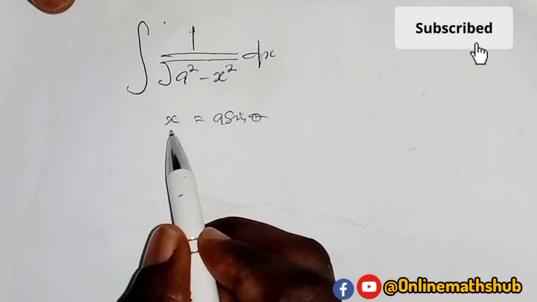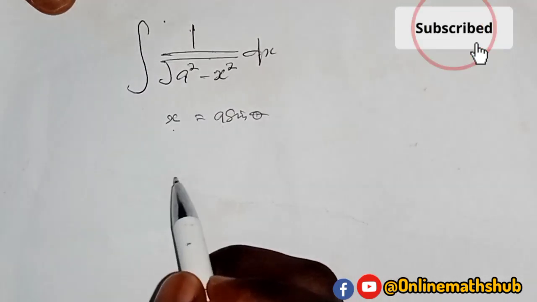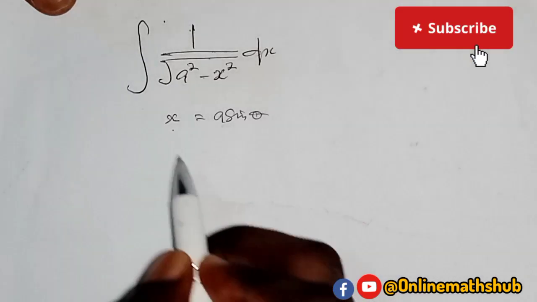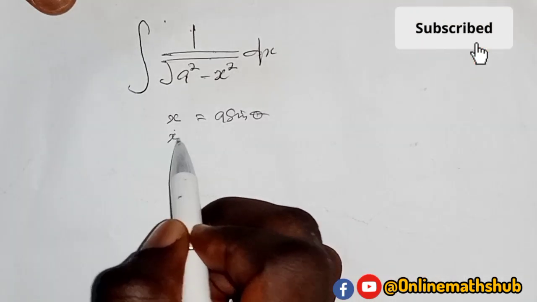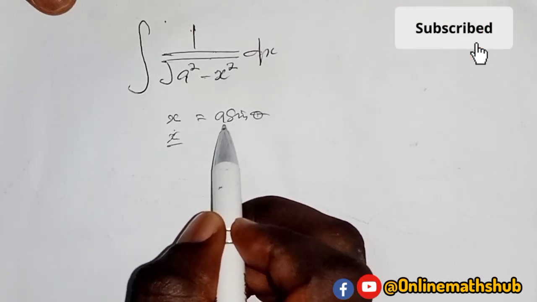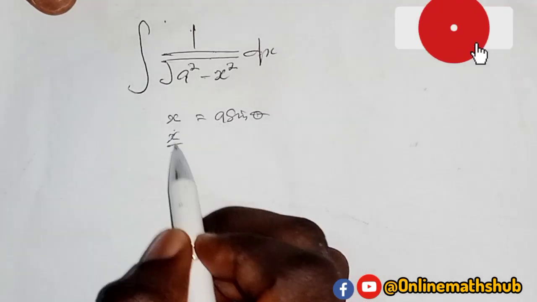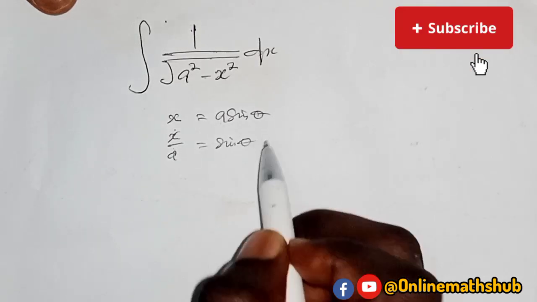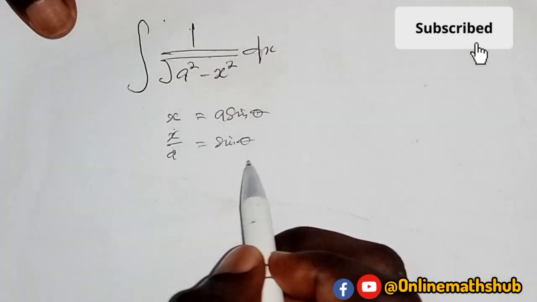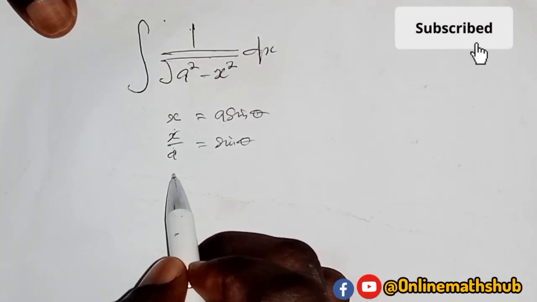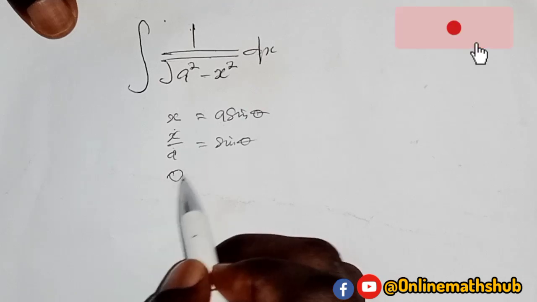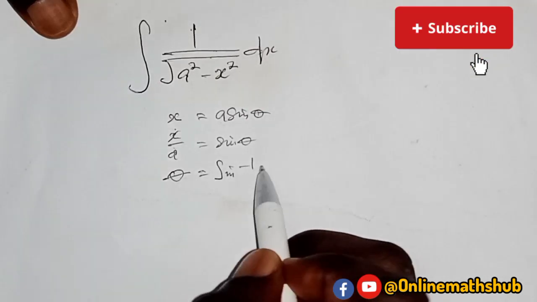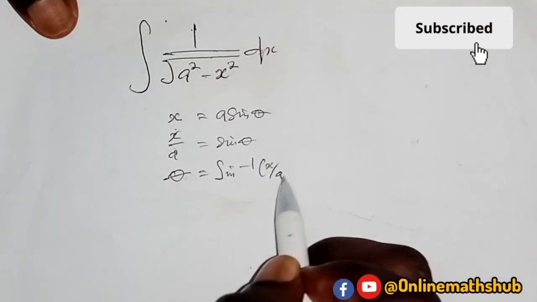Once you've set your x to be a sine theta, the next thing you want to do is to make theta the subject of the formula. If you do that, you can divide through by a first. So we have x divided by a is equal to sine theta. To get theta, you can take the sine inverse of both sides. So our theta now becomes sine inverse of x divided by a.